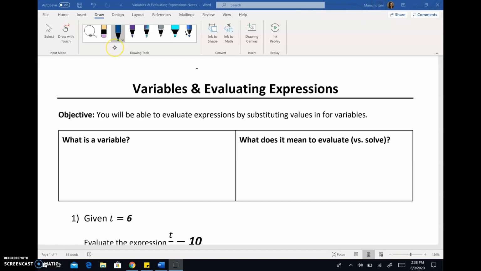I know you've seen variables before, but it's a good reminder that a variable is just really a placeholder for an unknown value. Okay, and usually as a placeholder, we use a letter to represent that unknown value. Make sure you're writing this down, it's important.